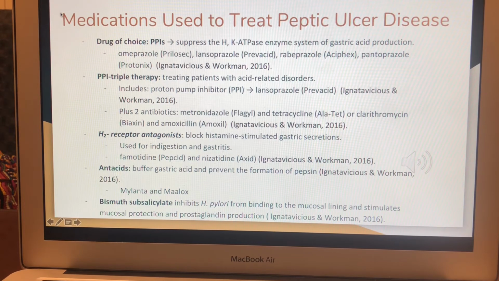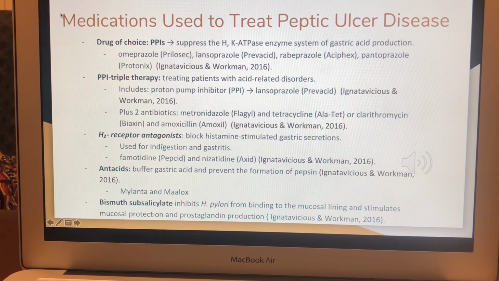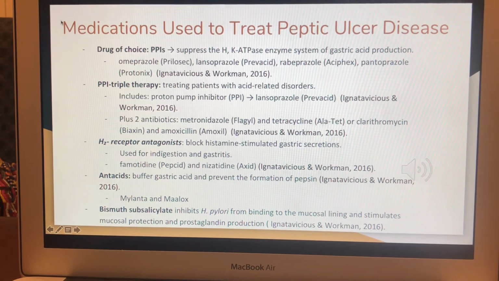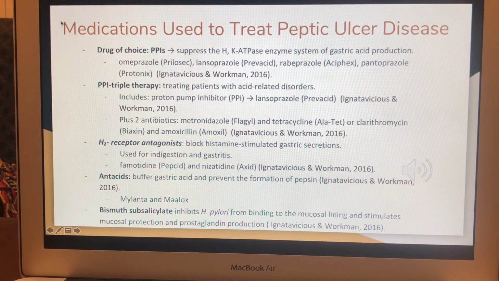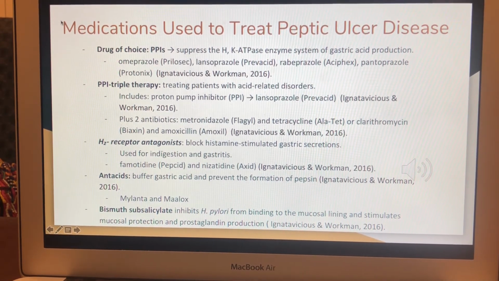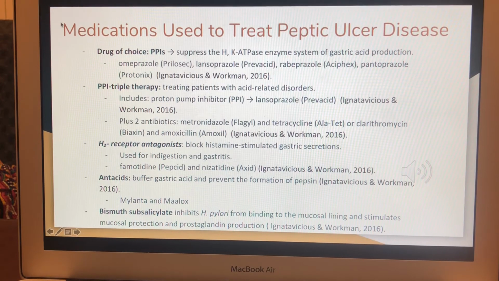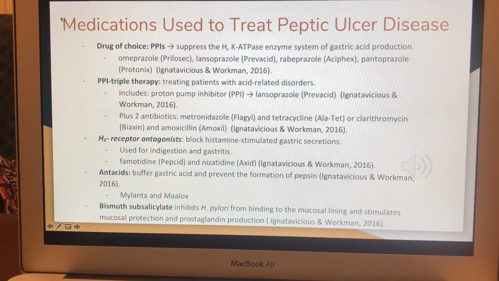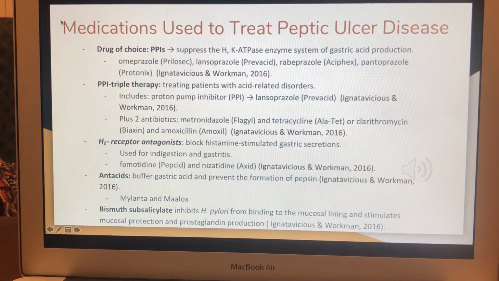Antacids buffer gastric acid and prevent the formation of pepsin. They may help small duodenal ulcers heal, but are usually not used alone as drug therapy. Liquid suspensions are the most therapeutic form, but tablets may be more convenient and enhance adherence. Mylanta and Maalox are examples of antacid formulations.